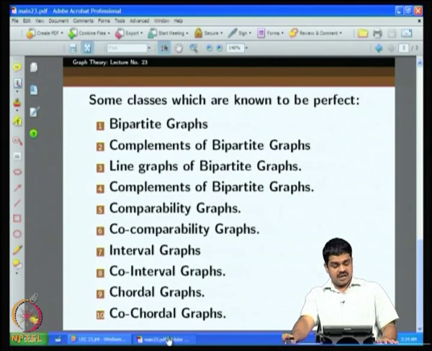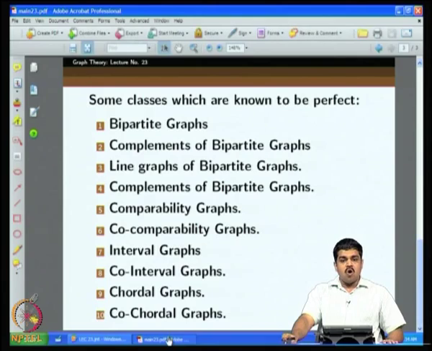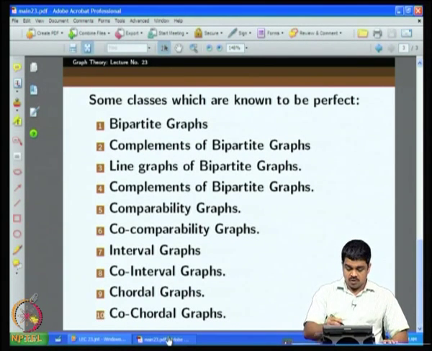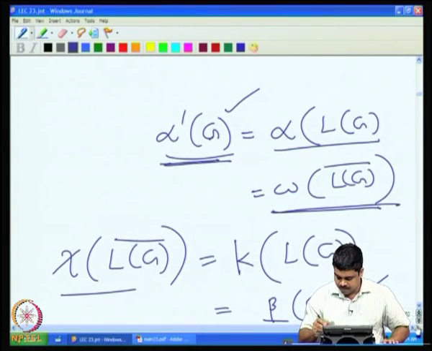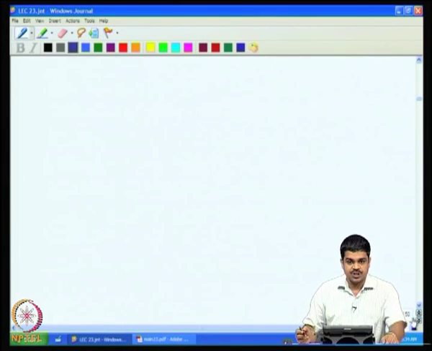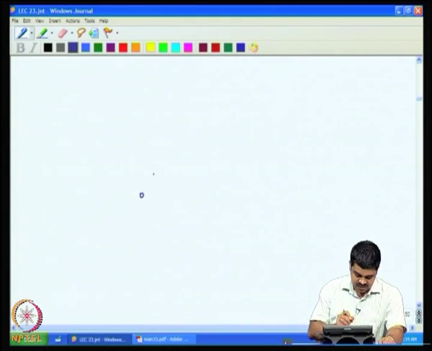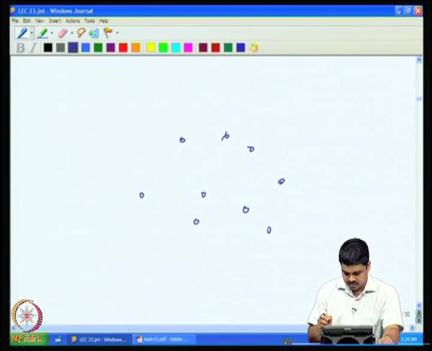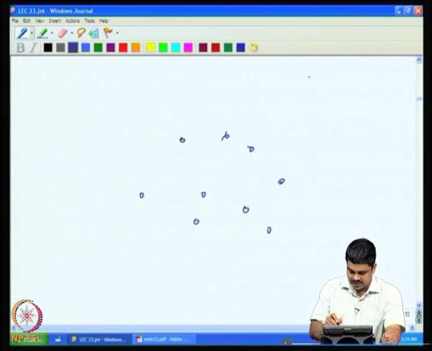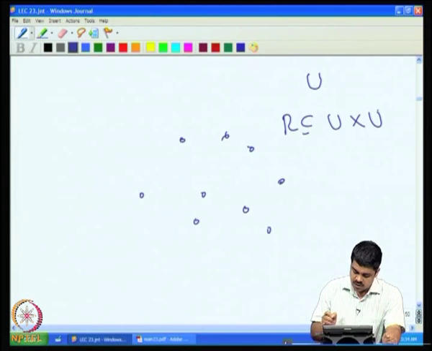Now, here is a different category, the so-called comparability graphs. What are comparability graphs? The comparability graphs are certain graphs defined from partial orders. Do you remember what a partial order is? There is a base set, a universe U, and then we have some relation defined on the set. A relation is a subset of U cross U, so it's a Cartesian product.